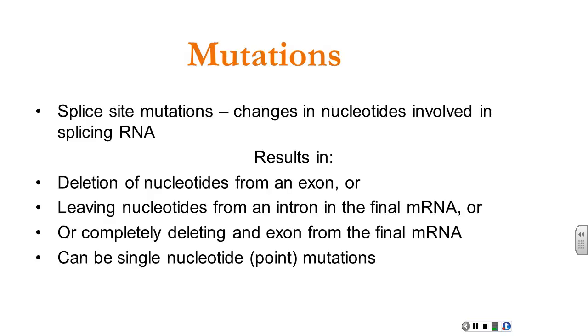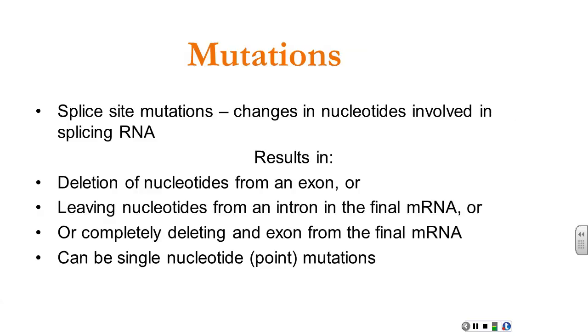If you have a mutation in those specific nucleotides, it can result in incorrect splicing, which can possibly result in deleting nucleotides from an exon and/or leaving nucleotides from an intron in the messenger RNA. So that could cause an insertion or deletion ultimately in the final messenger RNA. You could end up completely deleting an exon from the final RNA, or potentially you could leave a complete intron in the RNA. It could be either one of those. So this will screw up splicing in one way or another.